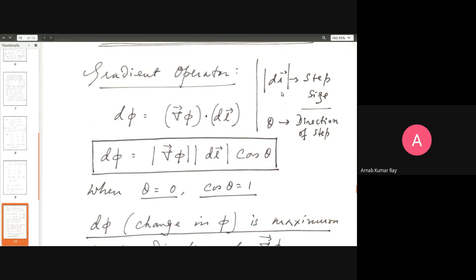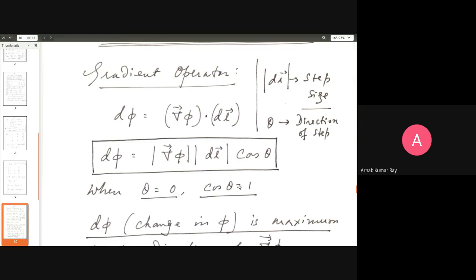So you can take a step in any direction, regardless of the value of theta. Whatever is the length of the stride that you take will be the step size. That is the magnitude of your dl. And the direction of dl will be given by the angle theta. And that will give you the full information of what is the length of your stride and in what direction you have taken the stride.